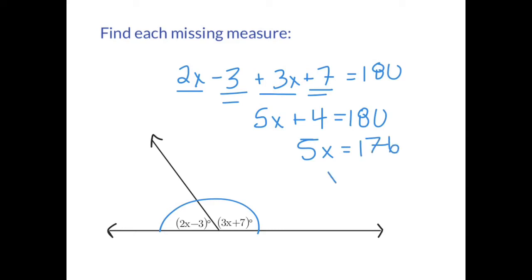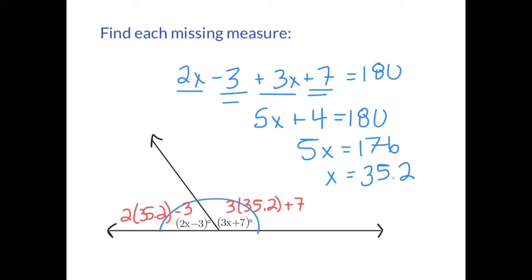And it looks like we're going to get another decimal here, dividing by 5. X equals 35.2. Again, plugging that in to where our x is actually supposed to be to find the angle measures is our last step. If we were just supposed to find the value for x, we would be done, but we should actually be figuring out the angle measures here.